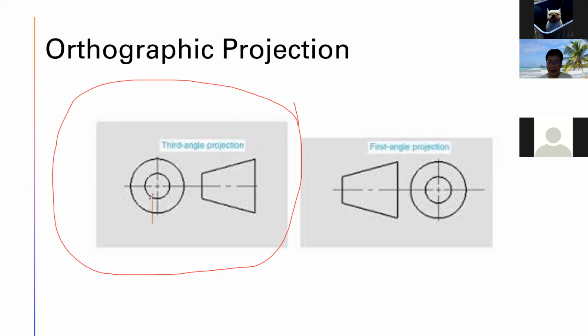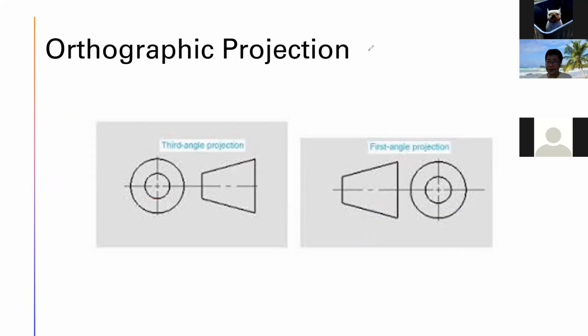Okay, this will be the front. This will be the right side. Okay, for the first angle that's used in Europe, this is still the front, but the image that appears on the left of the front is actually the right side. Okay, these are the differences between the first and the third.